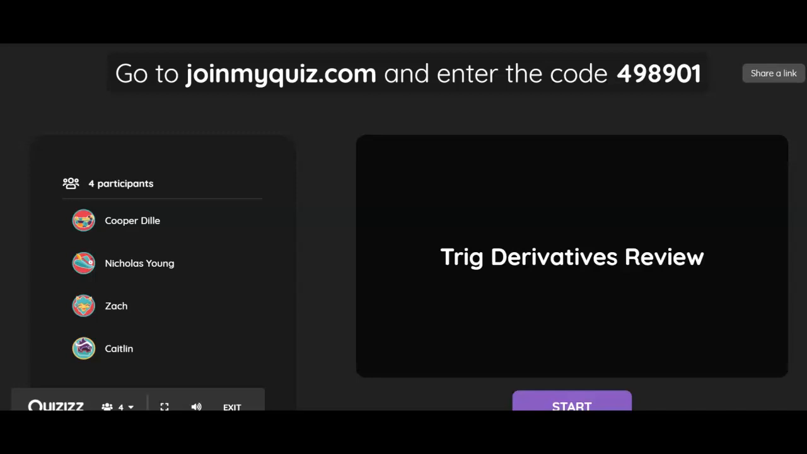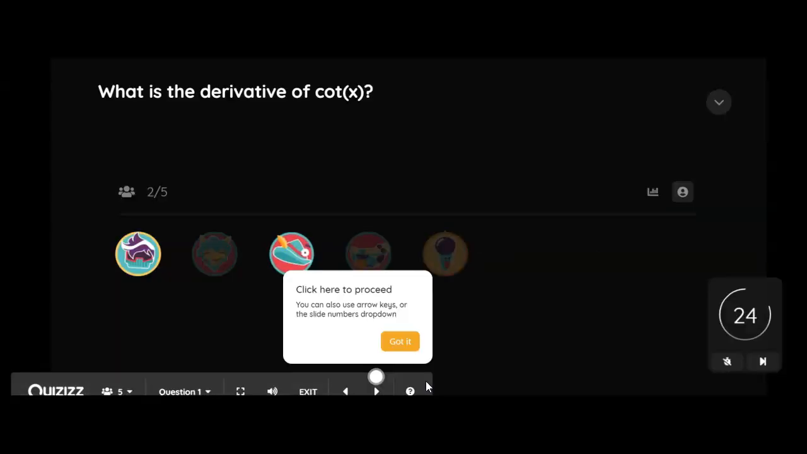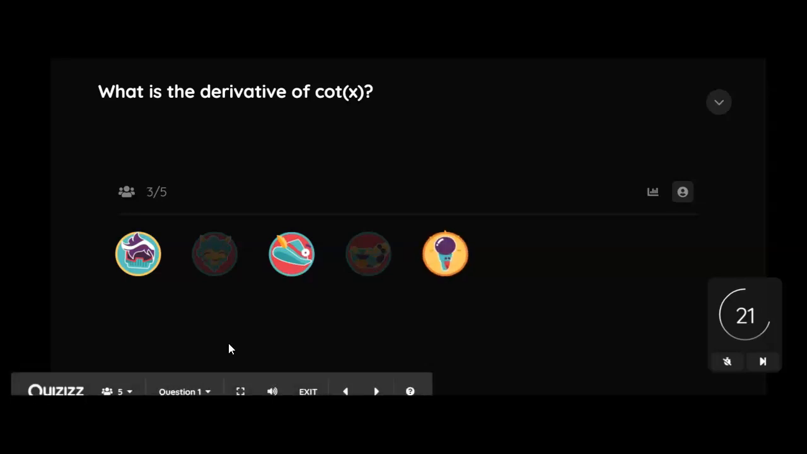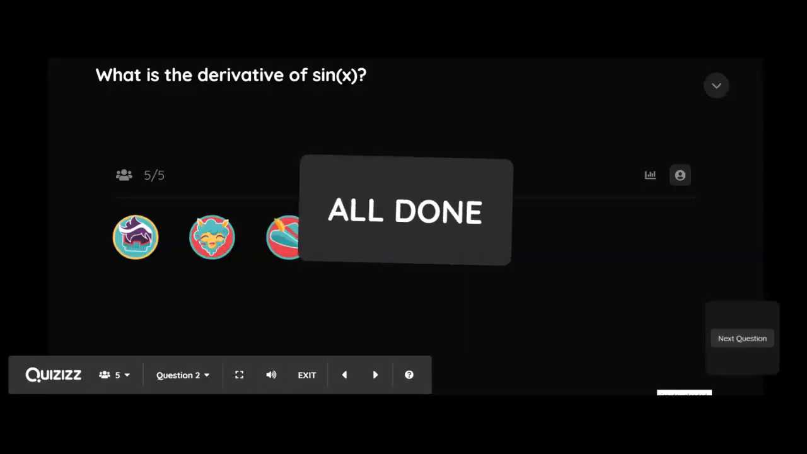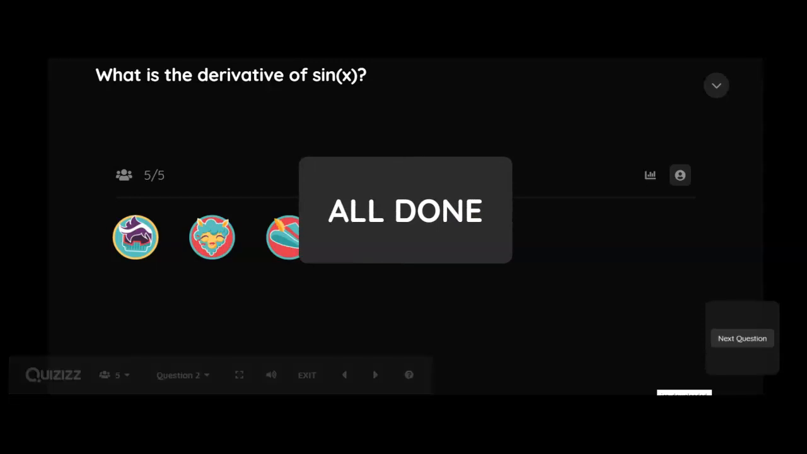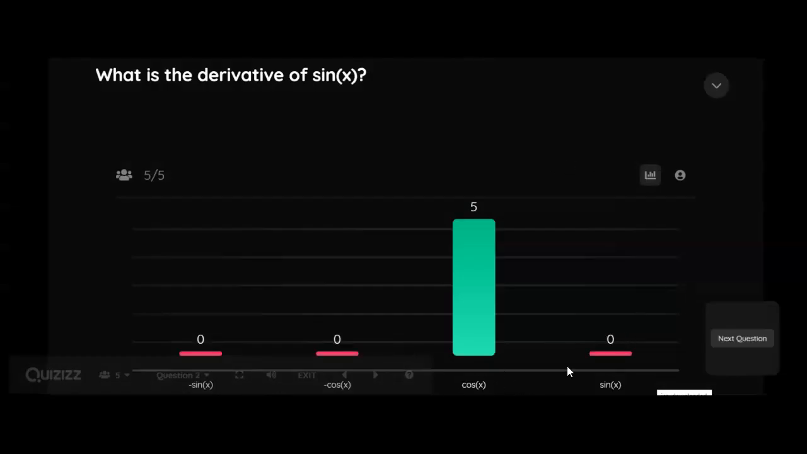Cooper. Should be waiting on 2 others. Tangent. Sine. Okay, so the derivative of sine is cosine. Derivative of sine is cosine. Great job.